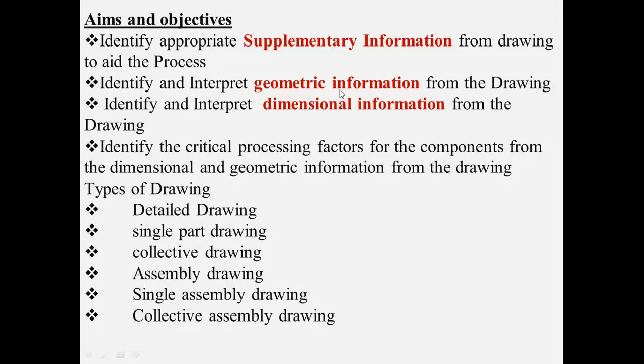Identify and interpret geometric information from the drawing. Identify and interpret dimensional information from the drawing. Identify the critical processing factors for the component from the dimensional and the geometric information from the drawing. Then, types of drawings: detailed drawing, single part drawing, collective drawing, assembly drawing, single assembly drawing, collective assembly drawing.